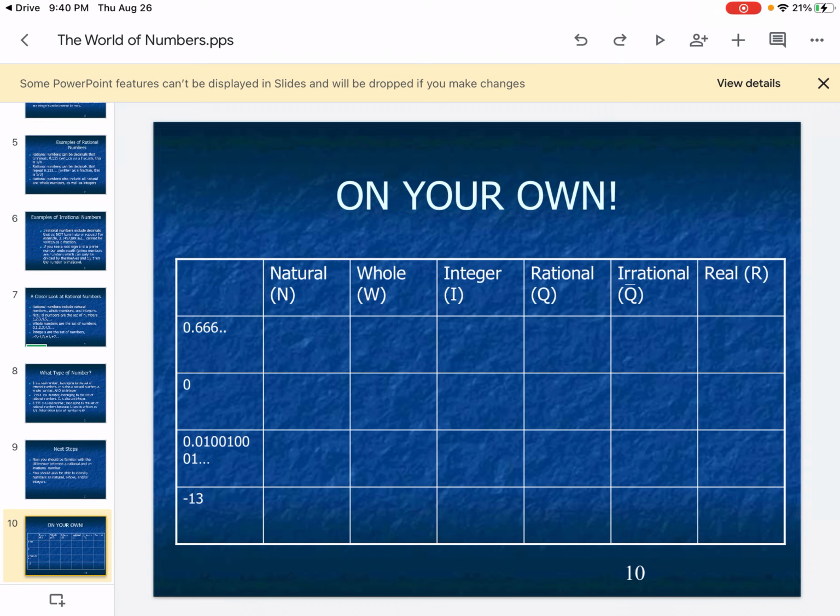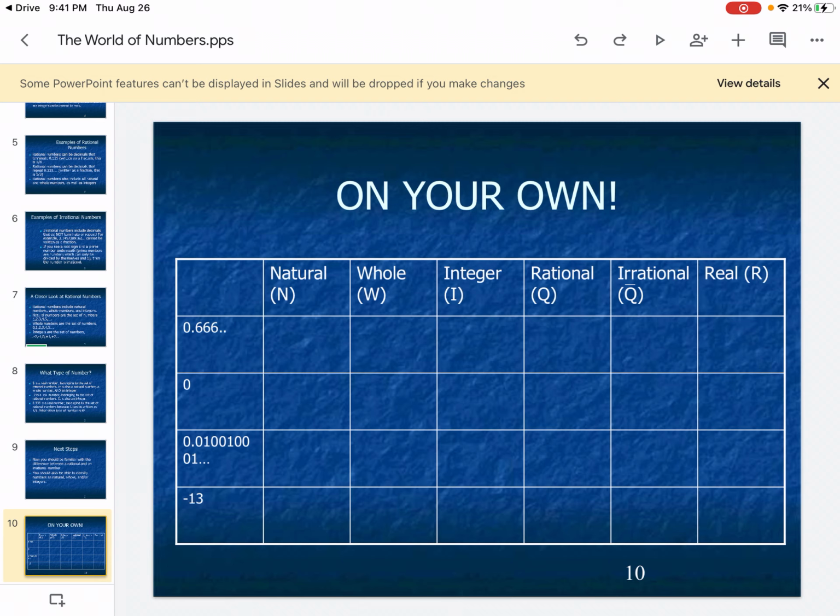Okay, so 0.666 repeating. It's not going to be natural. It's not going to be whole. It's not going to be an integer. Those are the counting numbers, either positive or negative, depending on our definition, right? It's rational for sure, because 2/3 is 0.666 repeating. You get the repetition. So it's not irrational, and then it's real. All these numbers are real, and then we just have to go from there.